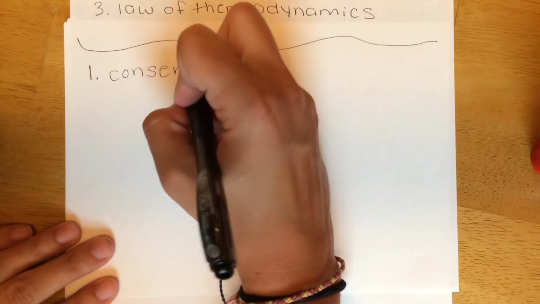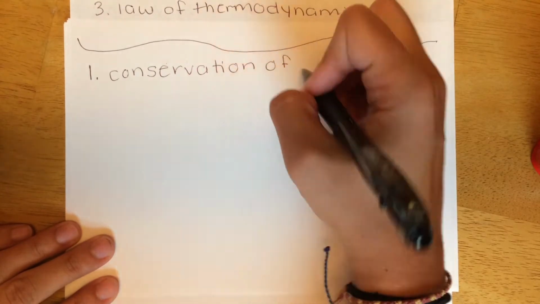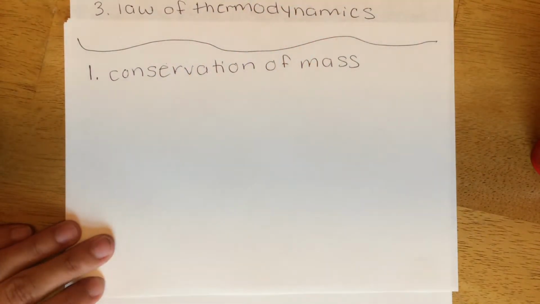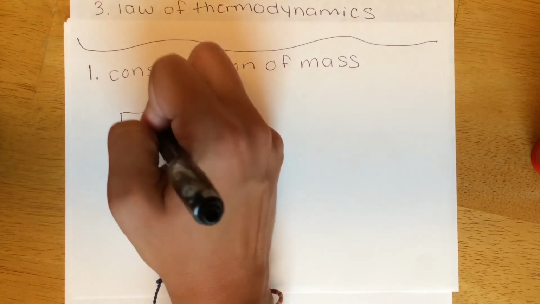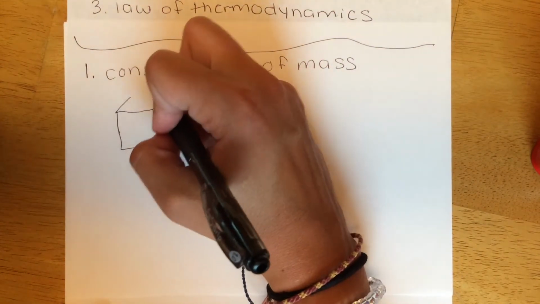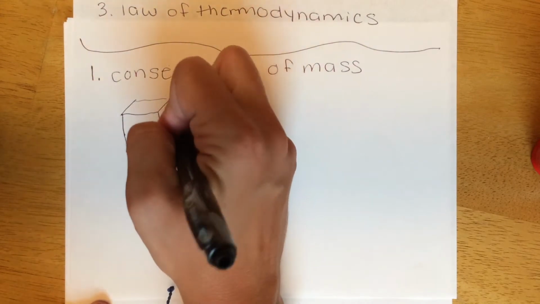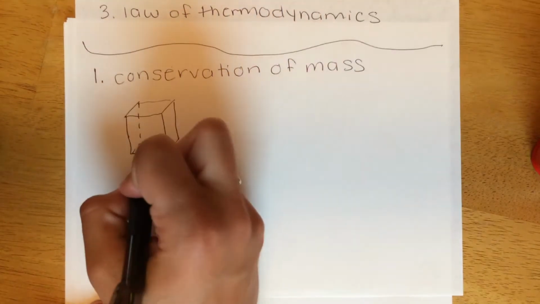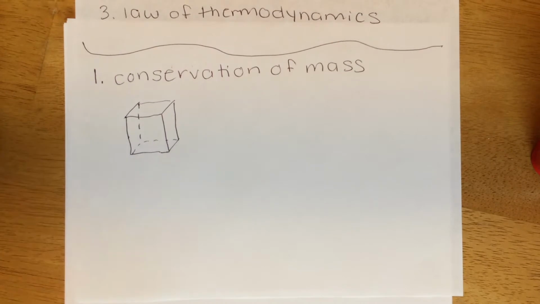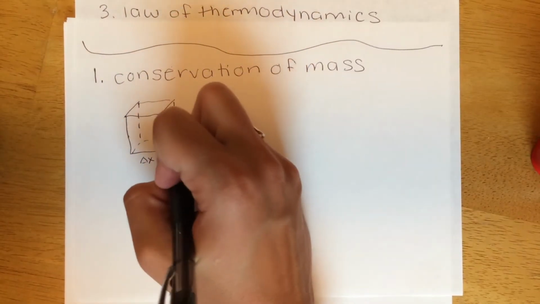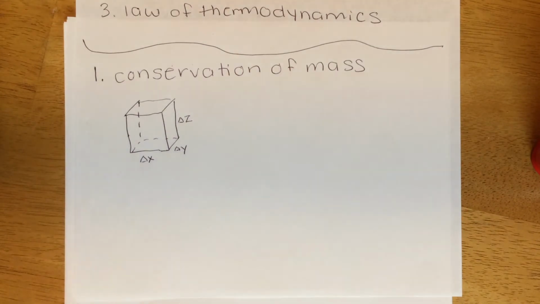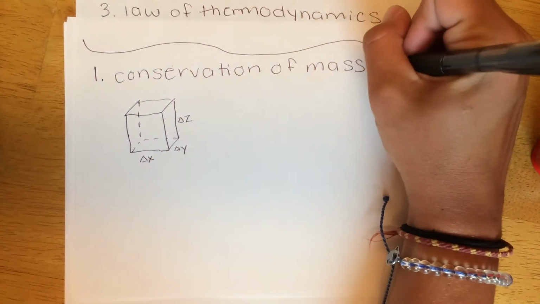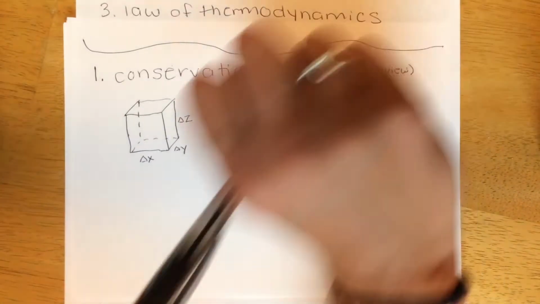Okay, so we'll start with conservation of mass. Once again, we have this infinitesimally small cube of fluid, which has dimensions delta x, delta y, and delta z. This section should be a review, so I'm going to go through it fairly quickly. I formally derived the continuity equation in lecture 4 if you want to go back and review.